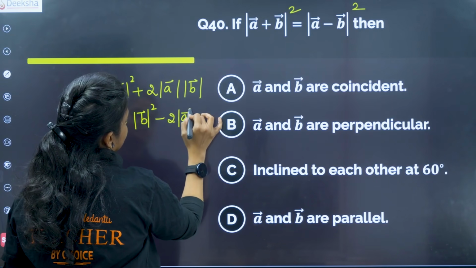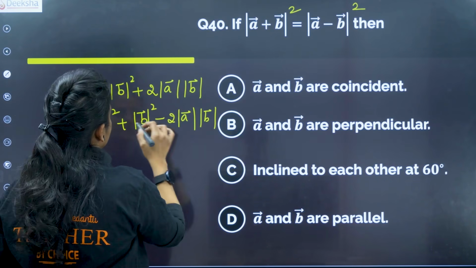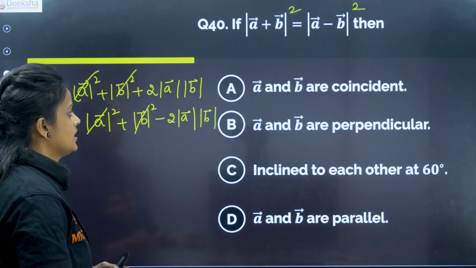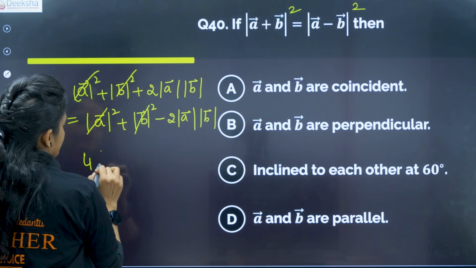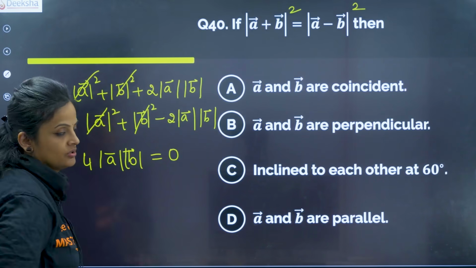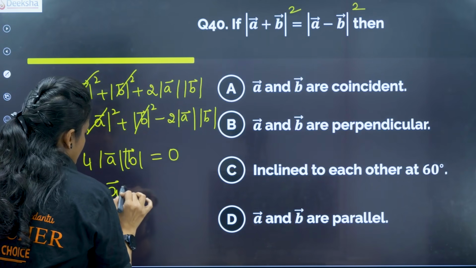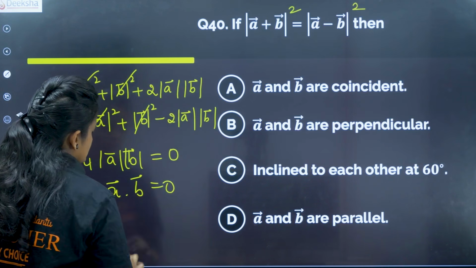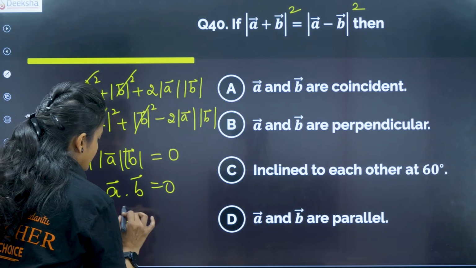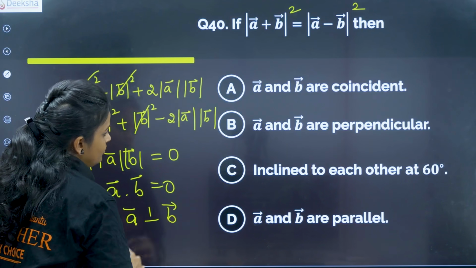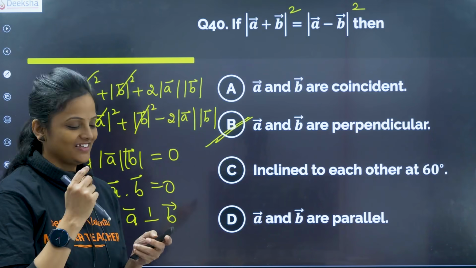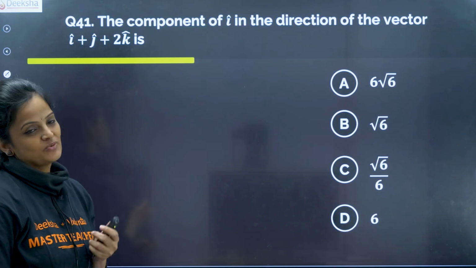Okay, then terms will get cancelled. What I get is 4 times a vector, b vector equal to 0. So that is nothing but a dot b is equal to 0. A dot b is 0, what is the nature of the vectors? A vector will be perpendicular to b vector, option B once again, right? Let's see the next one.